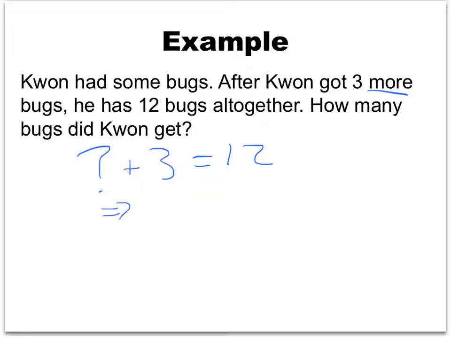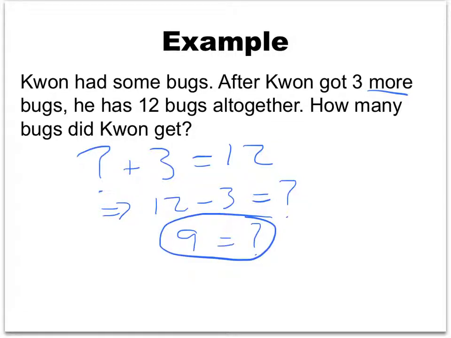And so now to actually solve this equation, we can convert this into a subtraction problem. This would be 12 minus 3 equals question mark. And so 12 minus 3 is 9. 9 equals question mark. So there's the answer. Quan got 9 bugs. So again, the point here is that when we solve word problems, we have to do more than just look for key words. We really got to read the word problem over, think about everything carefully, and then write down our equation. Don't just look for keywords.